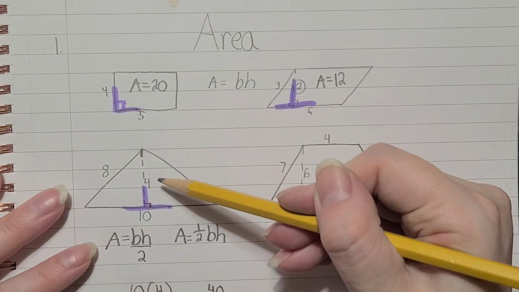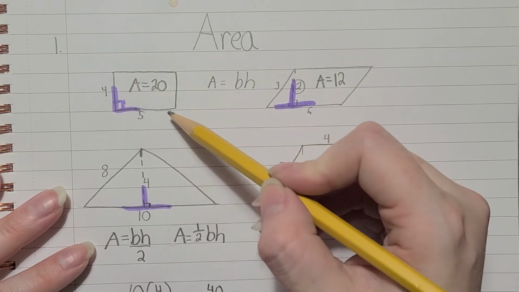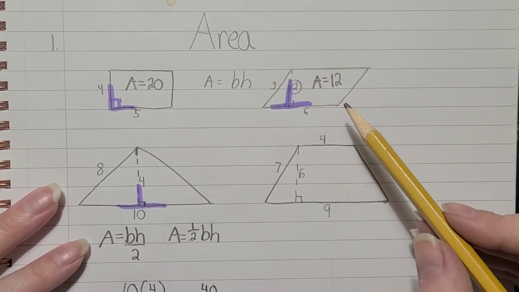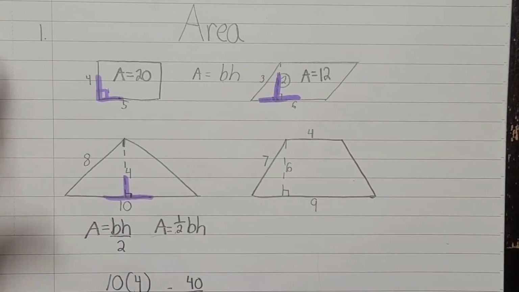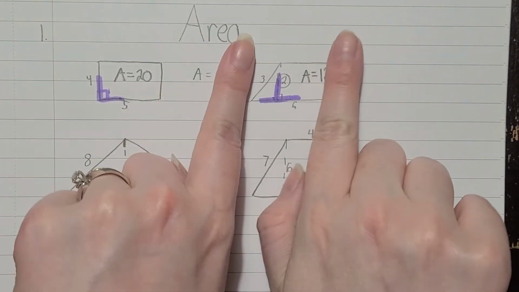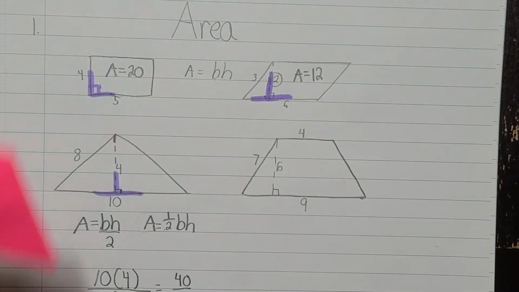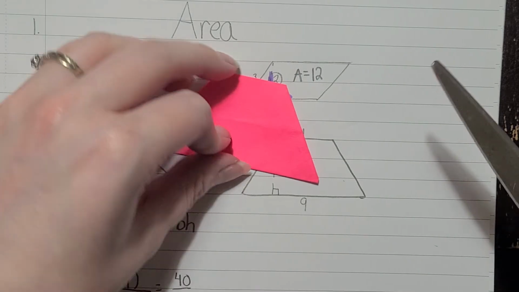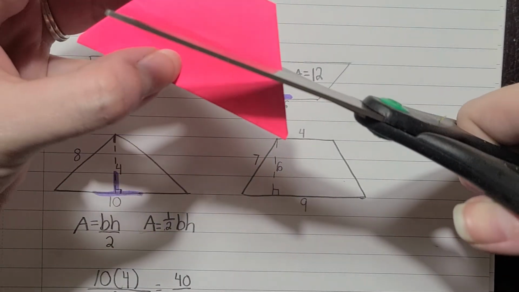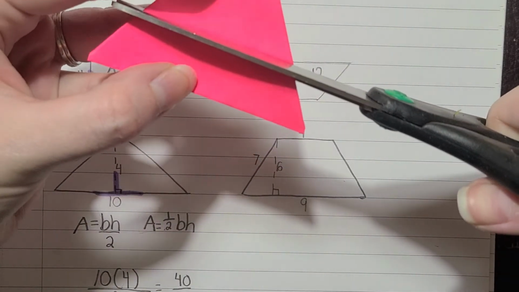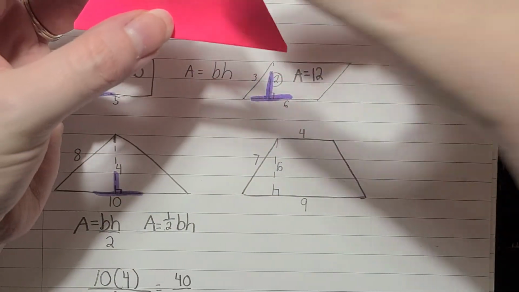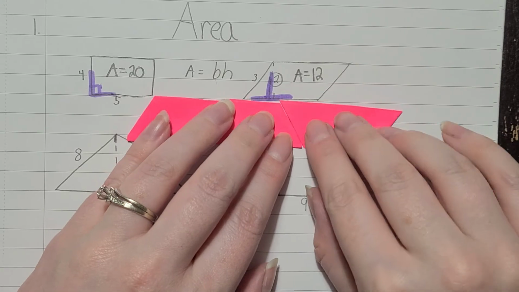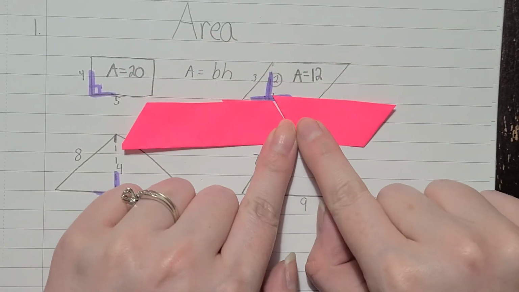So if we get triangles by cutting the formula for a rectangle or a square in half, how are trapezoids connected to parallelograms? Well, let me show you. A parallelogram is a little tilted rectangle. And if I take my trapezoid, a beautifully folded origami trapezoid from Miss Dyson, and I cut it, I hope I cut this in the right half, I cut it in half and slide my pieces together.